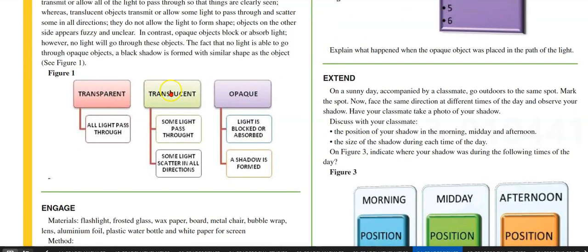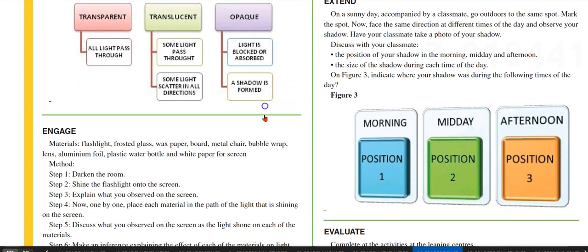Transparent, translucent, opaque. Transparent, all light passes through. Translucent, some light passes through. Some light is scattered in all directions. Opaque, light is blocked or absorbed. A shadow is formed.